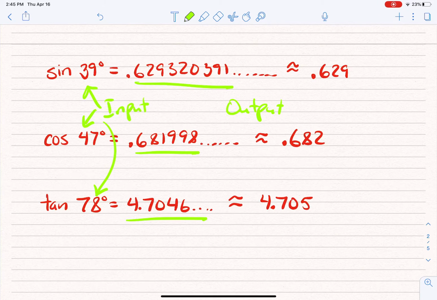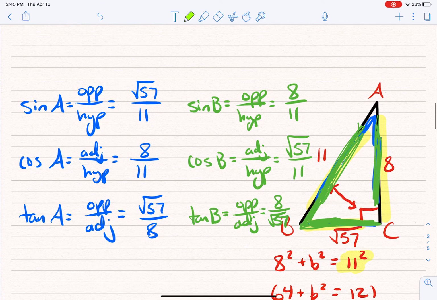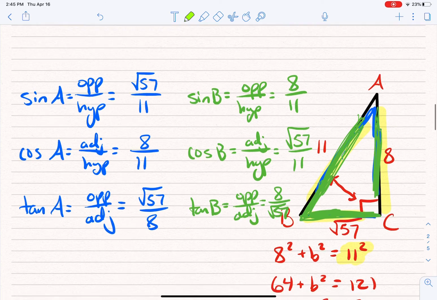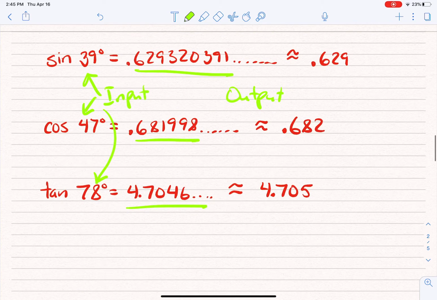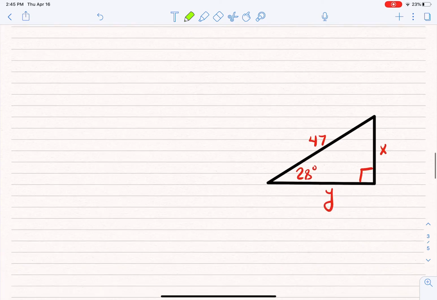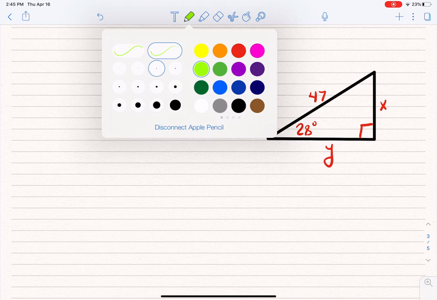And so lastly, what we're going to do today is we're going to take those 2 ideas and put them together. We're going to take this idea of looking at SOHCAHTOA and the relationship of the sides of the right triangle to the trig function. And we're going to take this idea of plugging in an actual angle to the trig function, giving us some crazy ugly decimal, and we're going to put them together. Look at this one for me.